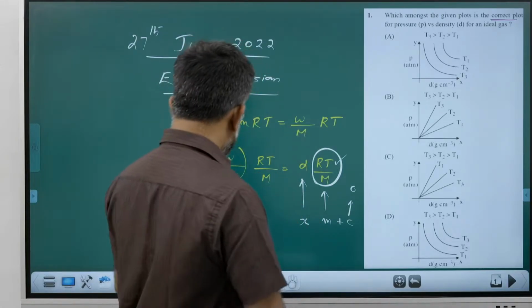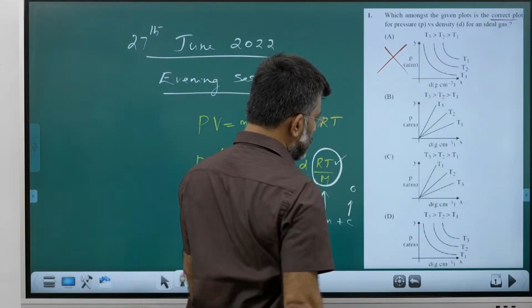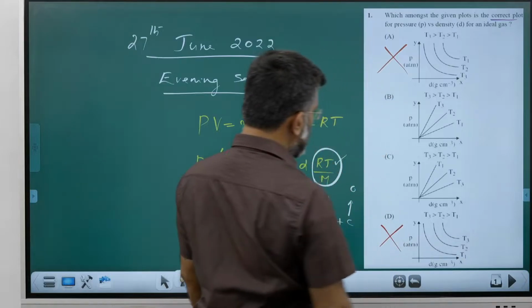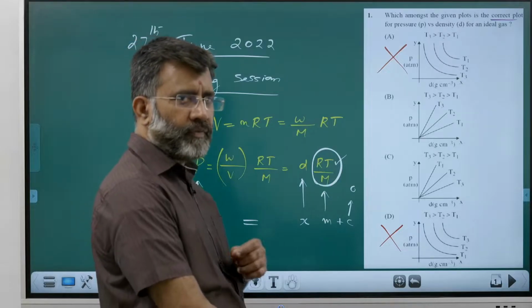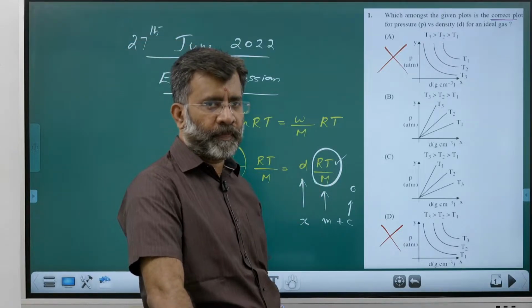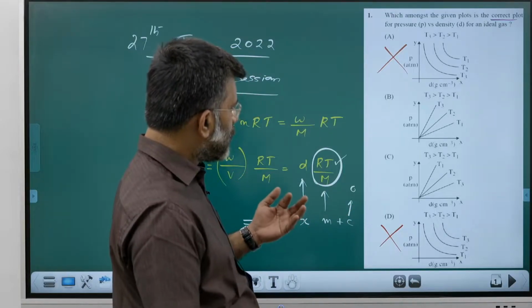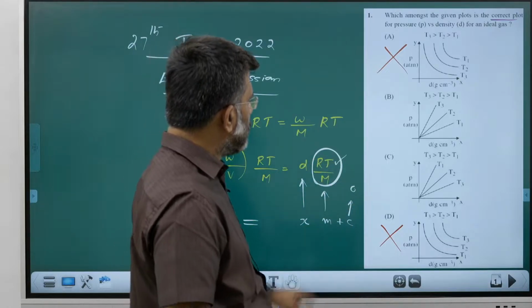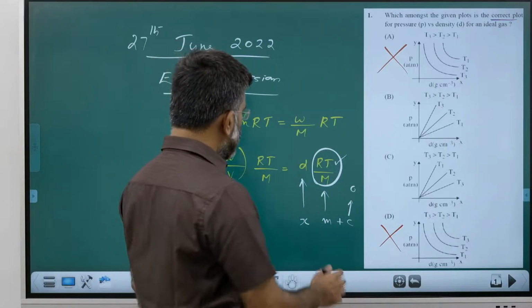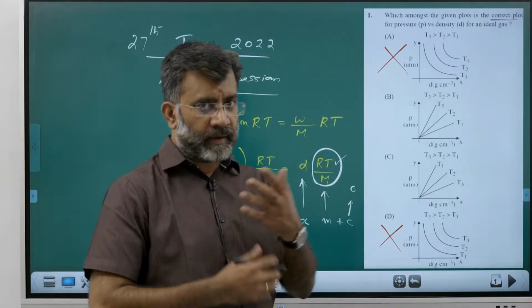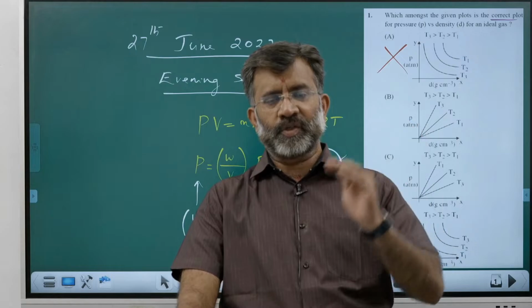So definitely we can rule out some of the graphs. This is not a straight line, it is ruled out. This is not a straight line, it is ruled out. What is given in B and C are straight line graphs. Of course, both are starting from the origin, right? But now there is a difference: T1, T2, T3, with greater temperature, is marked along with the graph. So which one will be the correct answer? The greater the temperature, the greater will be the slope. So temperature maximum means slope will be maximum.